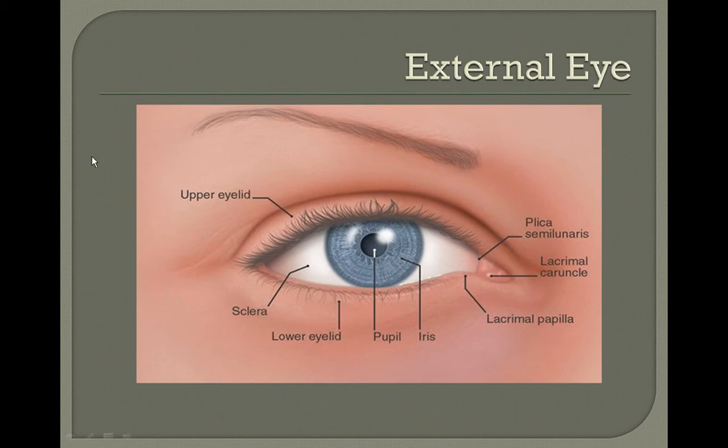Also, we have to discuss the sclera. The sclera is the white or opaque part of the eye, and the sclera is responsible for protecting the intraocular structure, so inside of the eye. The sclera has a tough shell.